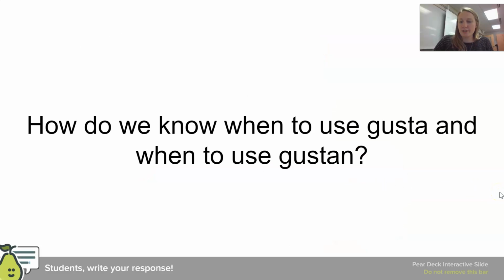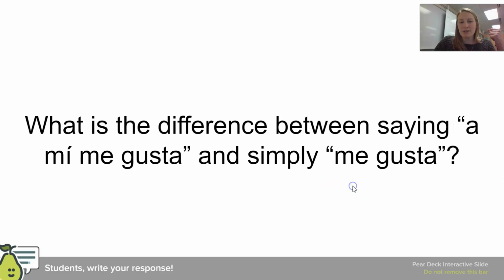So, my first question for you is, how do we know when to use gusta and when to use gustan? Think about it for a second, and then I'll let you know if you're correct. The correct answer is we use gusta when the thing being liked is singular, or when gustar is followed by an infinitive. We use gustan when the things being liked are plural.